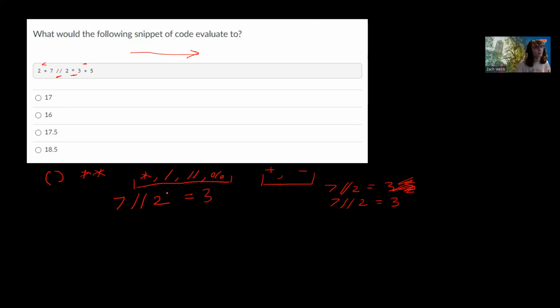And now in our order of operations, we're going to do our other multiplication. So that's 3 times 3, which you will probably know is 9. And now, once again, left to right. So 2 plus 9 is equal to 11. And then 11 plus 5 equals 16. And that's our answer. So I hope this helped you with whatever you were struggling with.